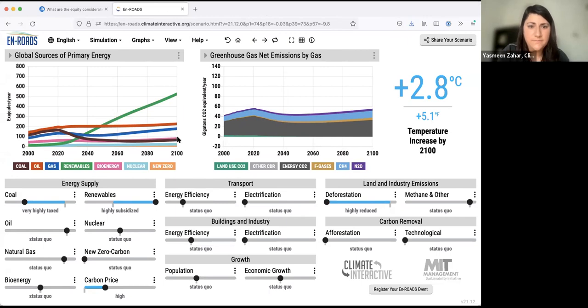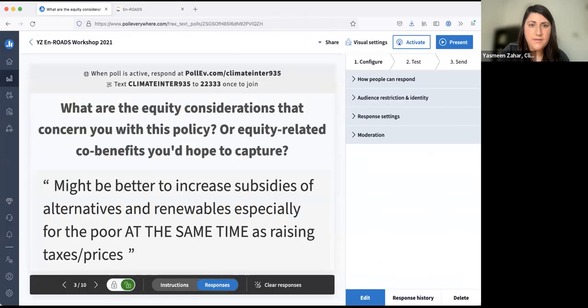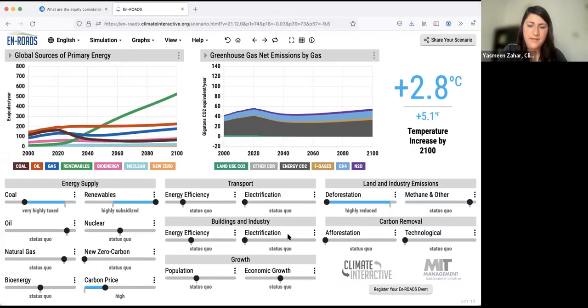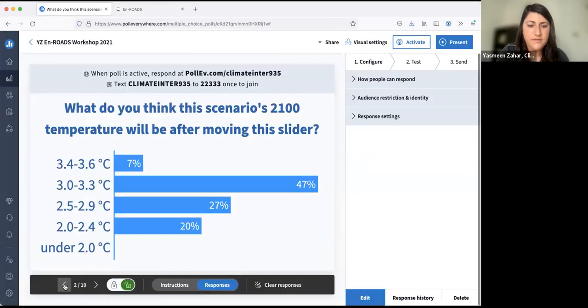Let me ask that same question. So let's just look at the scenario again. In our scenario, we've taxed coal, we have subsidized renewable energy, we've implemented a carbon price, and we've reduced deforestation. And so given this scenario, what are some other solutions and policies that you'd like to take a look at coupled with this scenario to get us further and further down in our warming? So let me ask this question again.